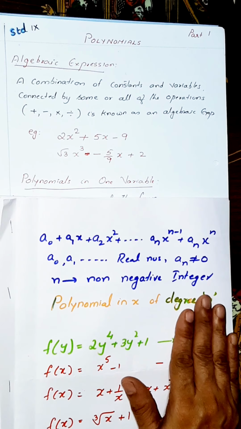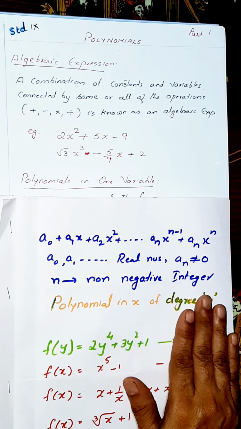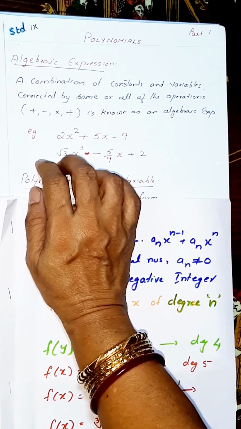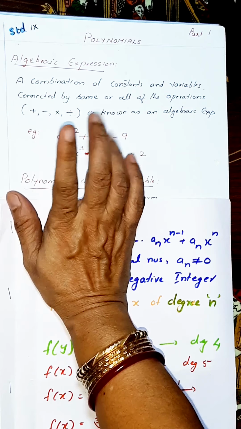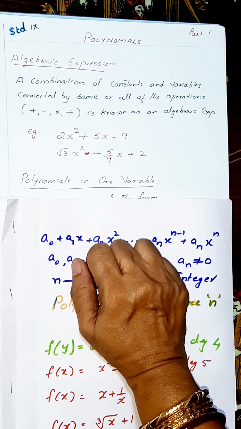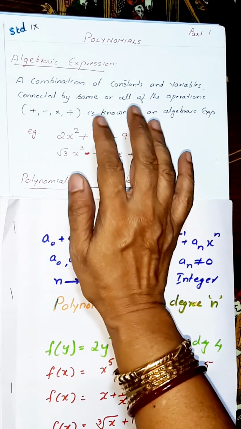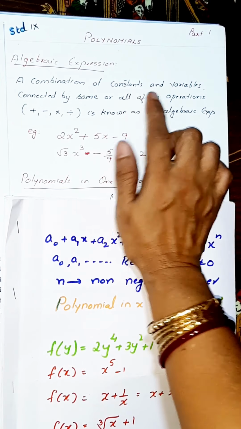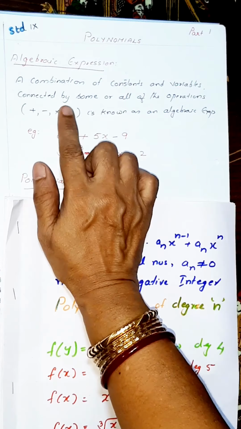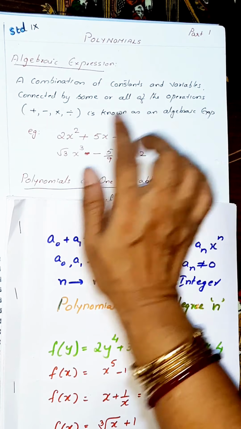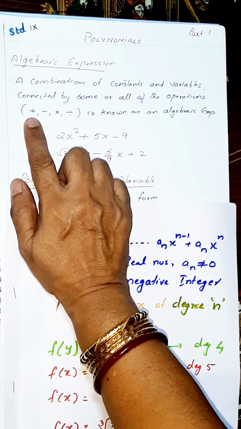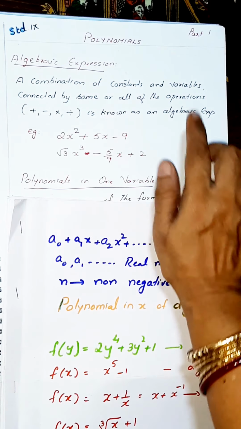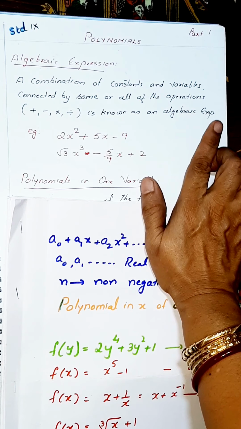Now this is the chapter Polynomials for standard 9. You have learned algebraic expressions in standard 8, so we'll just recap what exactly it is. An algebraic expression is a combination of constants and variables connected by some or all of the operations. The operations are addition, subtraction, multiplication and division. Such an expression is called an algebraic expression.